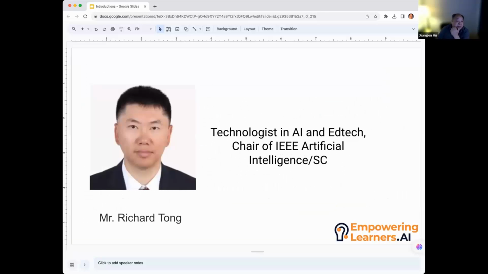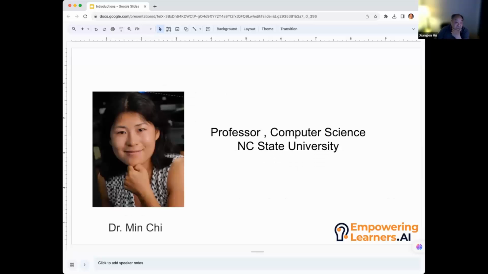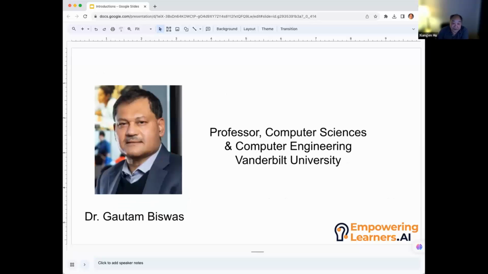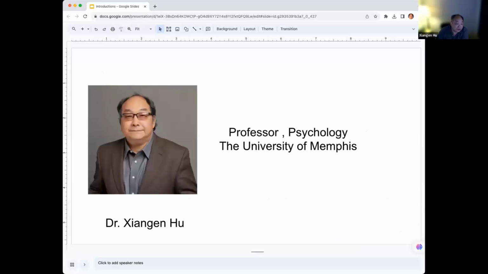So we have first Richard, a technologist in AI and EduTech, the chair of the IEEE Artificial Intelligence Subcommittee. And we have Professor Ming Chi from NC State, and Andrew Olney from University of Memphis. And we're likely to have Gautam Biswas from Vanderbilt. And then I am Xiangen from University of Memphis.